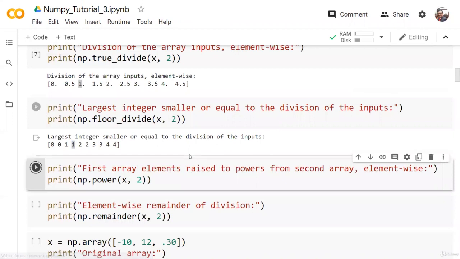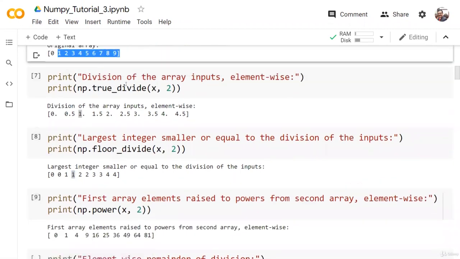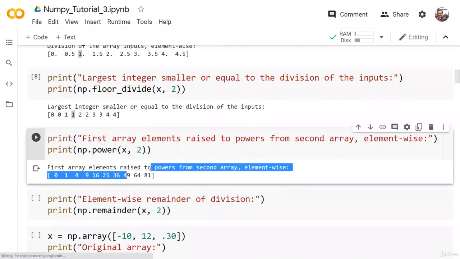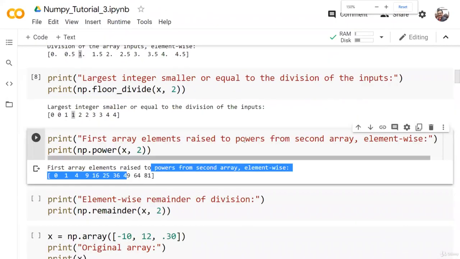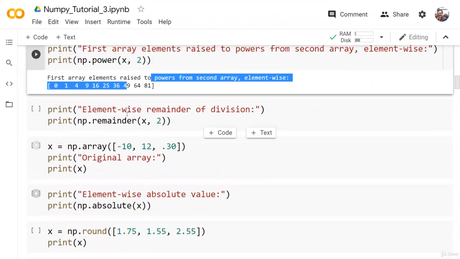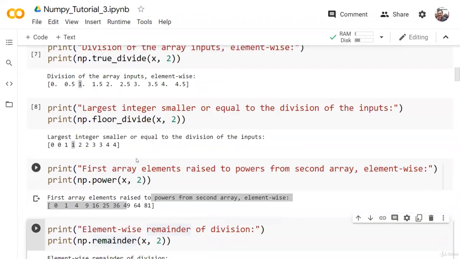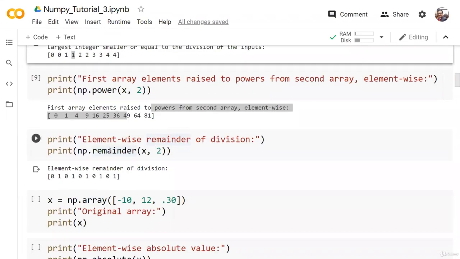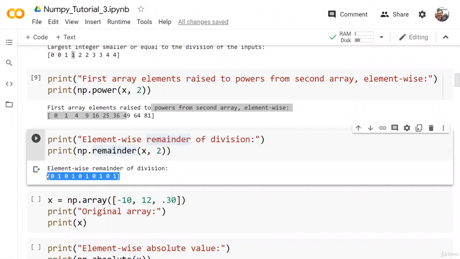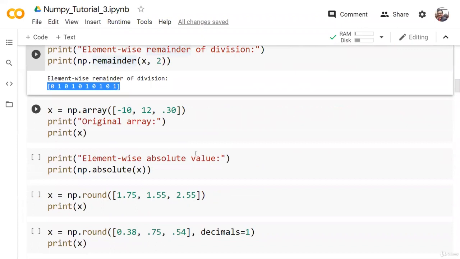Now let's see if I take a power of each. For the elements from 0 to 9, each value will be raised to power 2 this way. The next one is finding the remainder, which is also possible. Like true division gives you the true divide, and floor division gives you the quotient, if you write remainder, it is going to give you each value divided by 2 and the remainder will be presented over here.